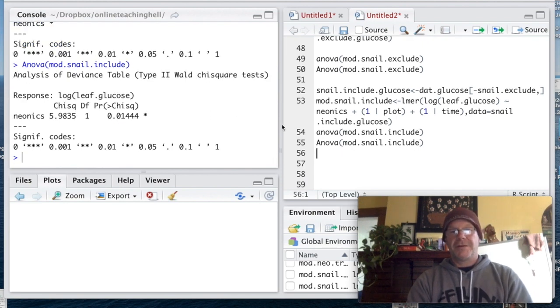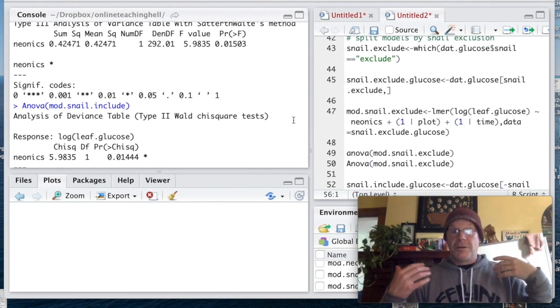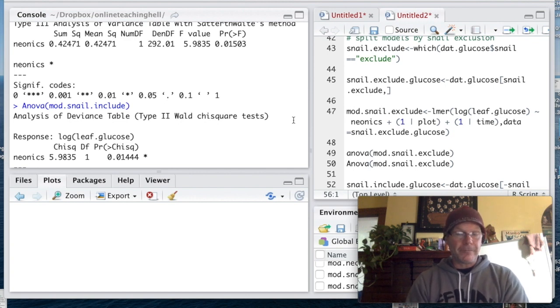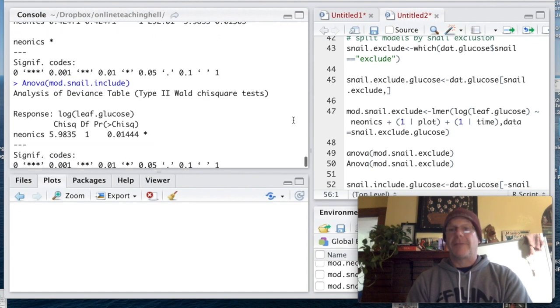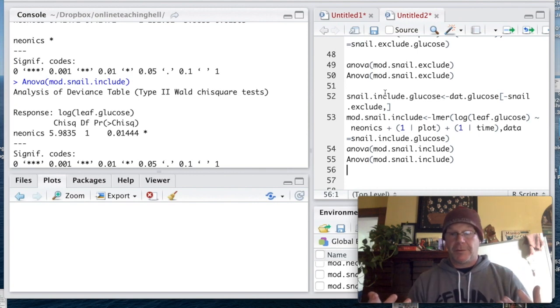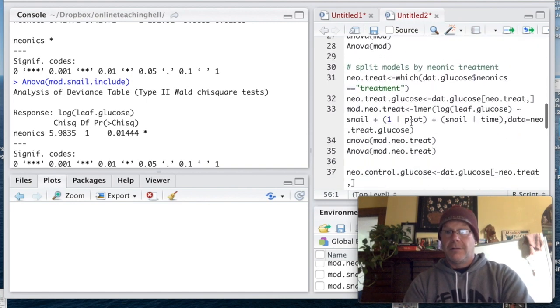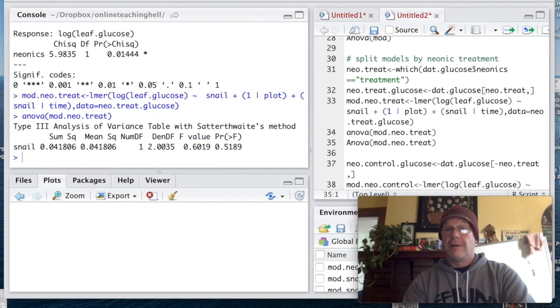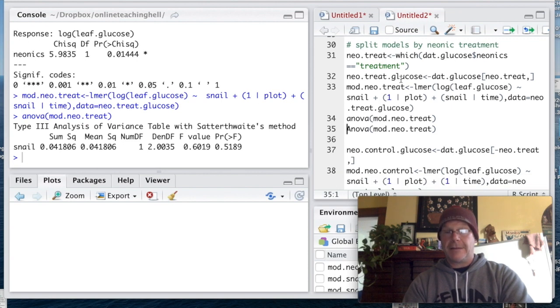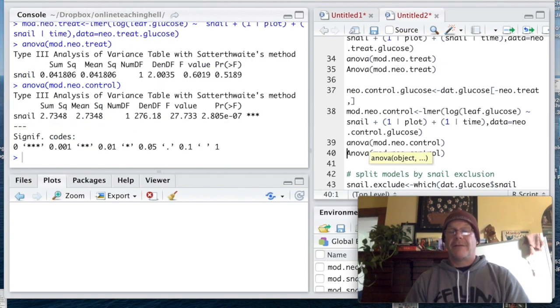Okay. Both approaches give me pretty much the same answer. I'm going to reject the null and accept the alternative hypothesis that indeed we should be including, I'm sorry, we should be including neonics in the model. So under both scenarios, neonics are always important. Under the model where we split it up between the neonics, snails are only important when neonics are, is it absent? Let's look. Yeah, so when neonics were added, there was no effect of snails, and when neonics were not added, then there was an effect of snails.